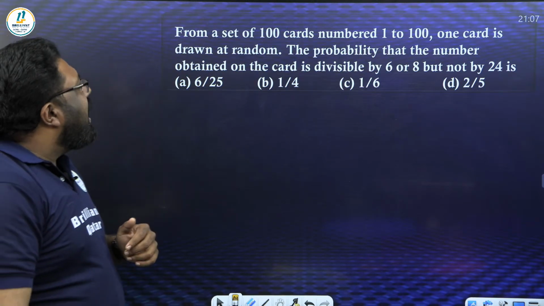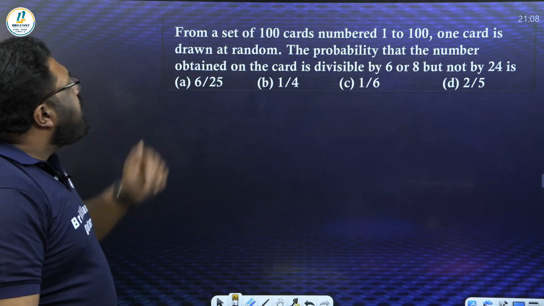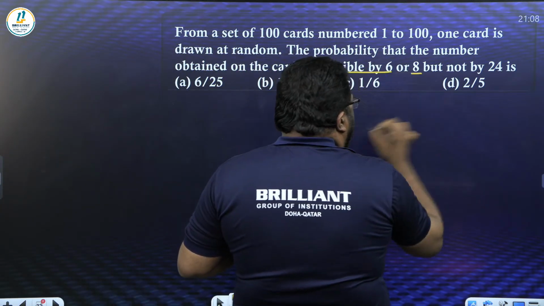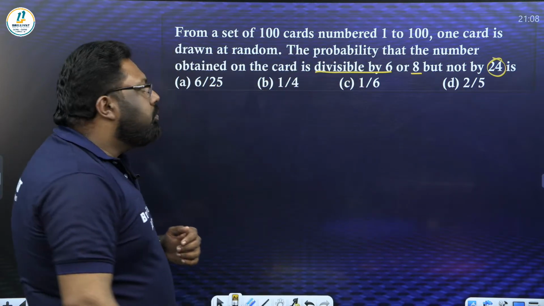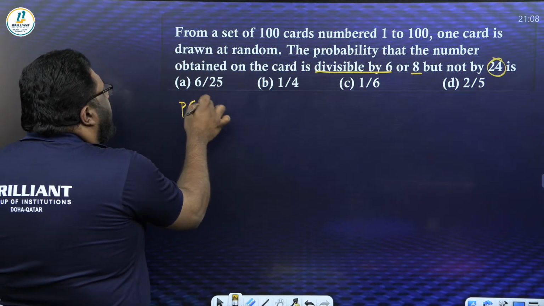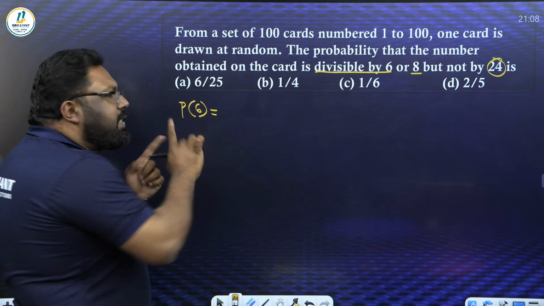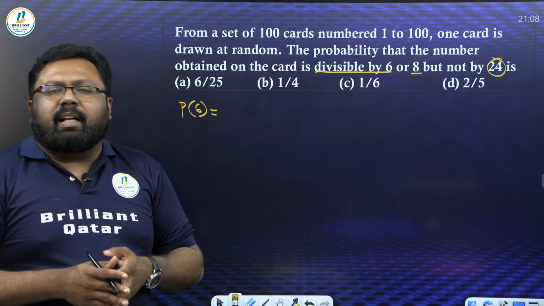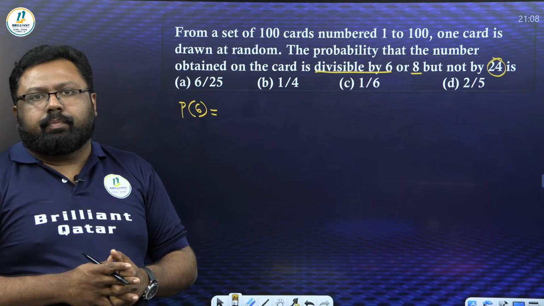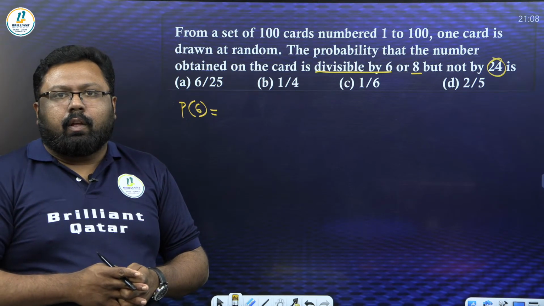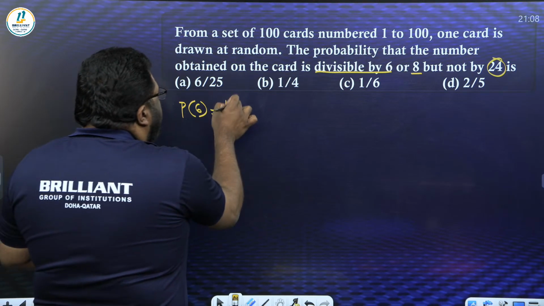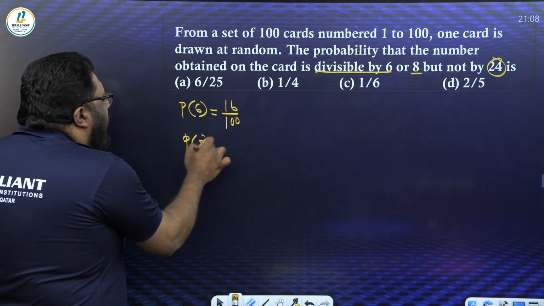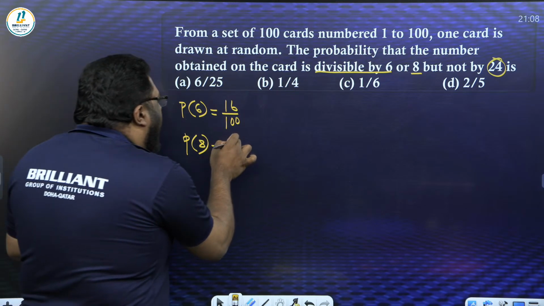From a set of 100 cards, 1 to 100, one card is drawn at random. Find the probability the number obtained on the card is divisible by 6 or 8 but not 24. What is the probability the number is going to be divisible by 6? Just think, 6 and 100. The last multiple of 6 within the first 100 numbers is 96. 96 comes how many times? 16 times. So 16 by 100. Think about 8. 96 again.